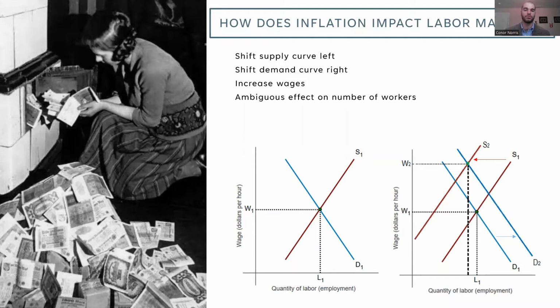I'm not going to make you work a lot with two curves shifting at the same time because typically what we see is one of the effects is going to be ambiguous. But when there is inflation in labor markets, we can expect wages to increase. And without more information, without knowing the relative increase in prices, we can't say what the effect is going to be on the number of workers.